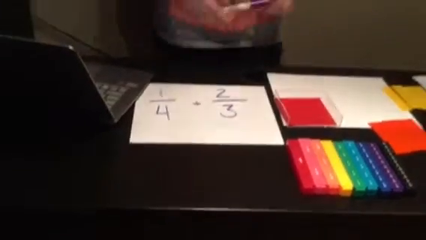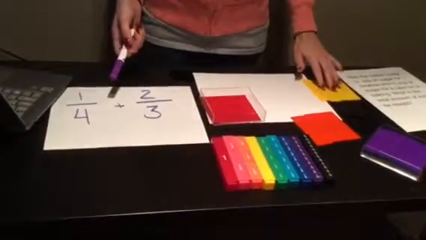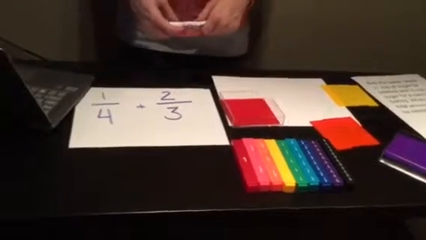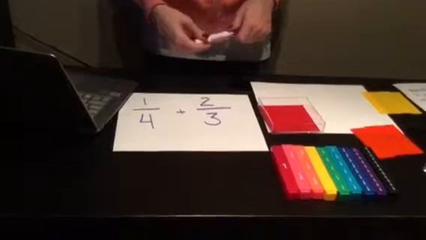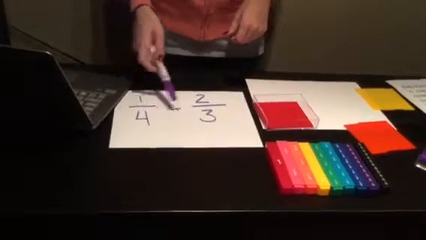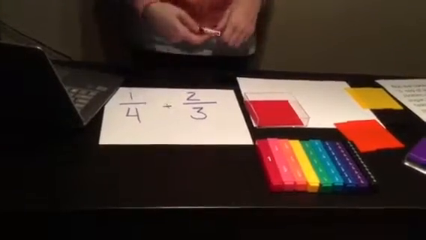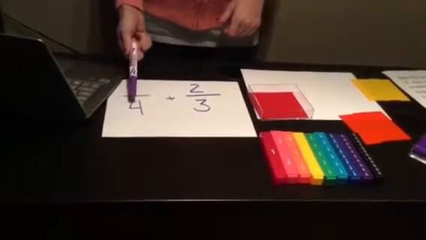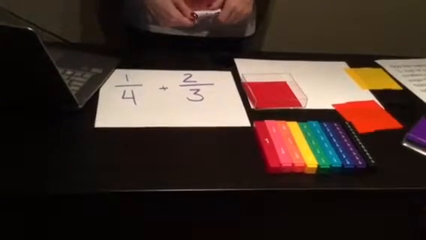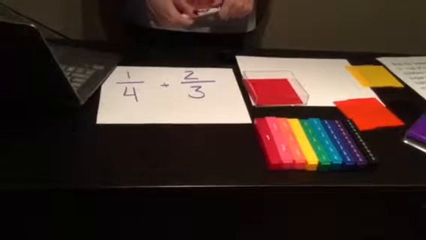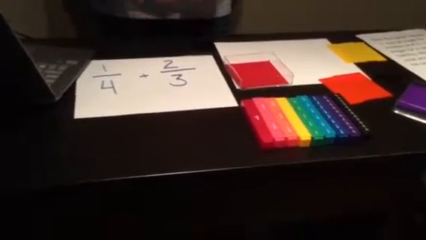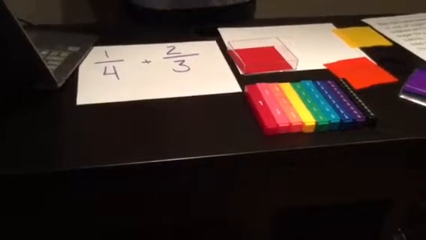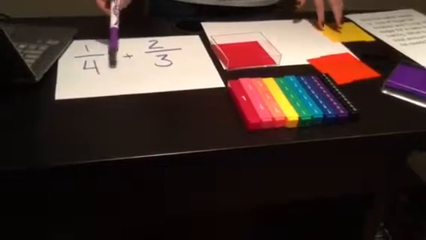And so in order to work this problem, we need to find the common denominator or the common multiple. So we know that 3 does not go into 4 equally. The next multiple of 4 would be 8, and 3 still does not go into 8 equally. The next multiple of 4 is 12, and we know that 3 goes into 12 equally 4 times. So we need to keep 12 in mind as our common multiple.